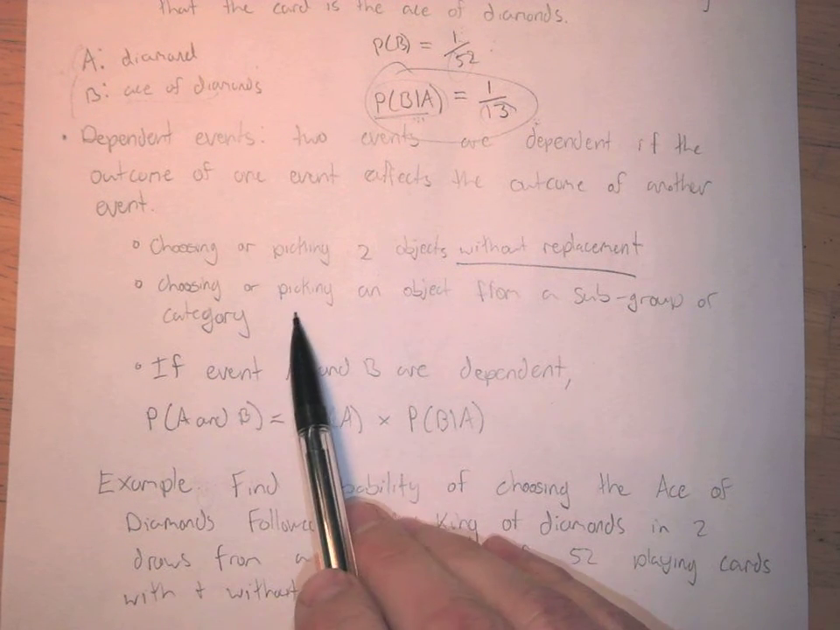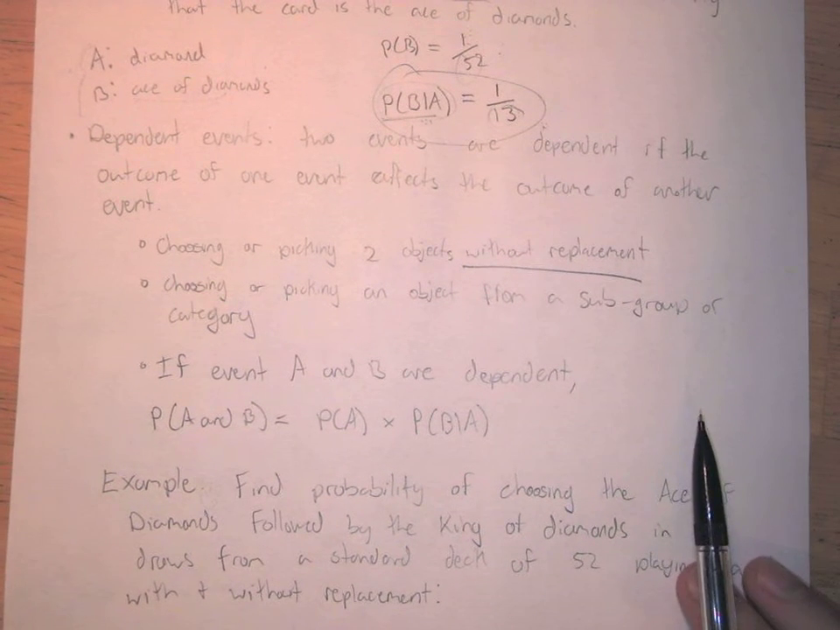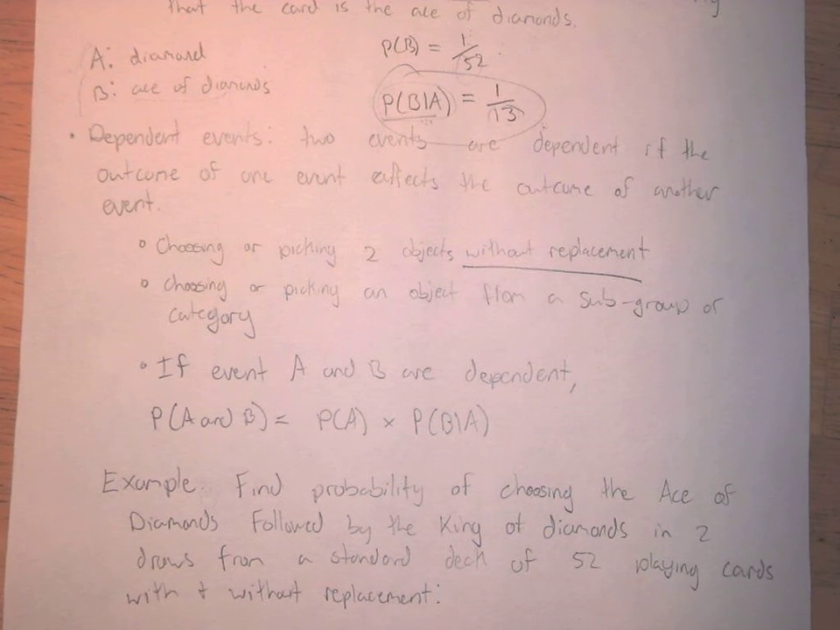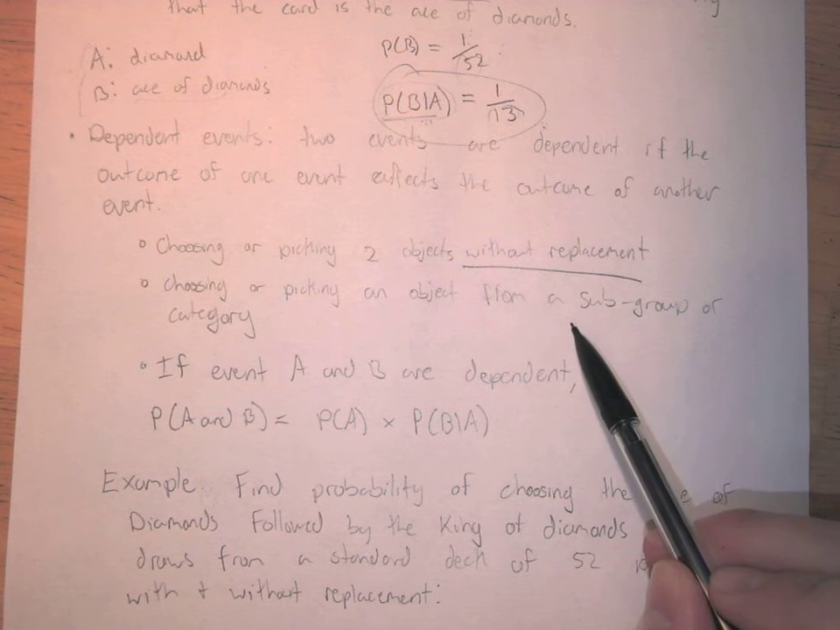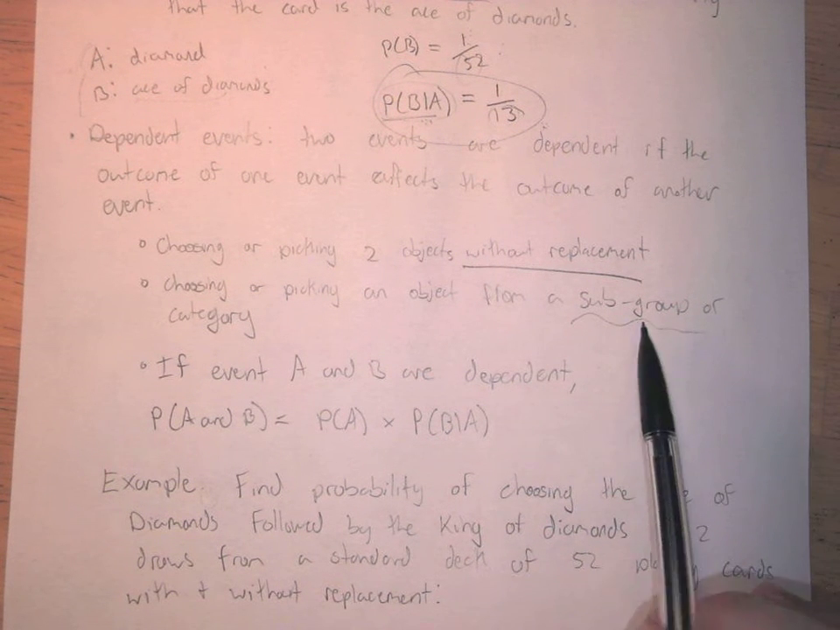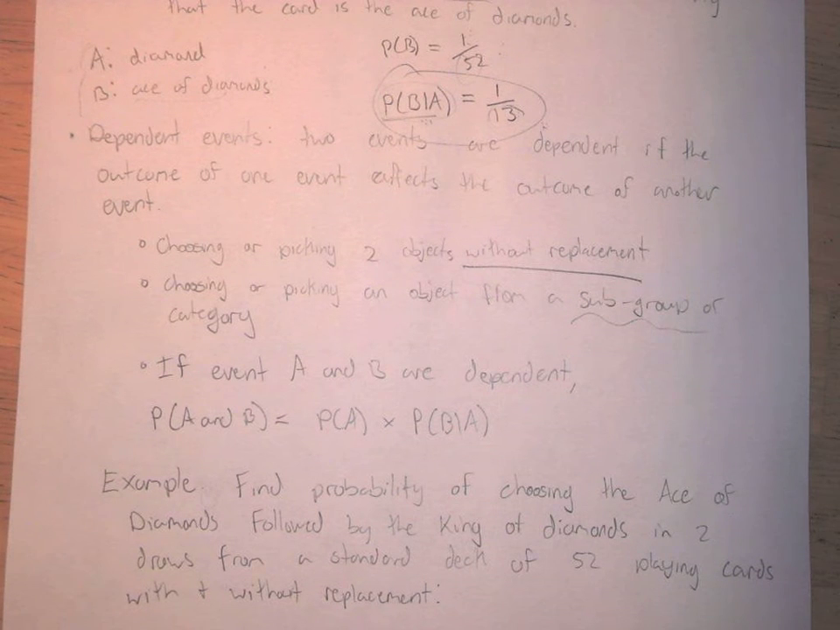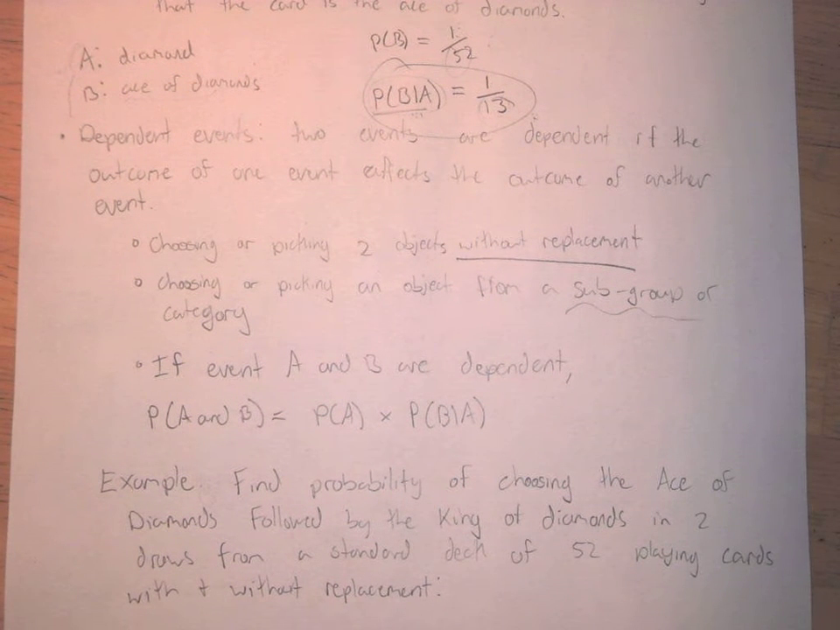Also, if you're choosing or picking an object from a subgroup or category, we saw that in the example of that Venn diagram, because the first event is like narrowing it to a subcategory, right? So you're like, given that they're in student council. That subgroup, narrowing it down to a smaller group of people to choose from, is like your first event happening, and then the second event is picking from that subgroup. So those would be dependent events as well.